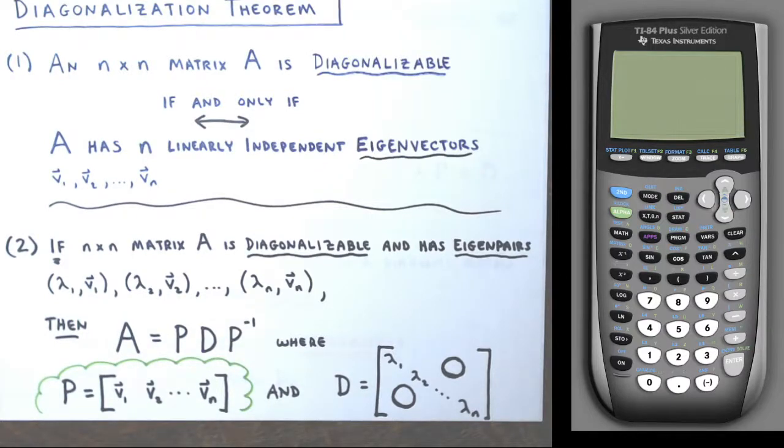Okay, so examples. Now it's example time. I've got a couple 2x2s, a couple 3x3s, and taking up the rest of the time.